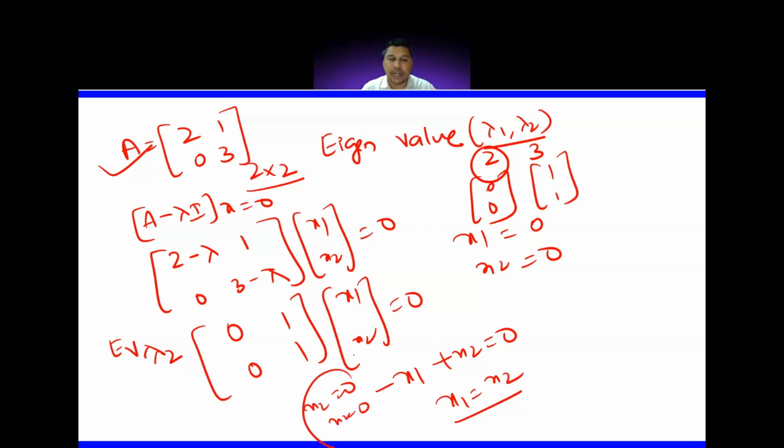In both cases x2 we are getting as 0, right? Yeah, true, I missed this. So in this case also it will be 1 here. x2 is 0, x1 can be anything, so x1 becomes 1. So 1, 0 will be the eigenvector.